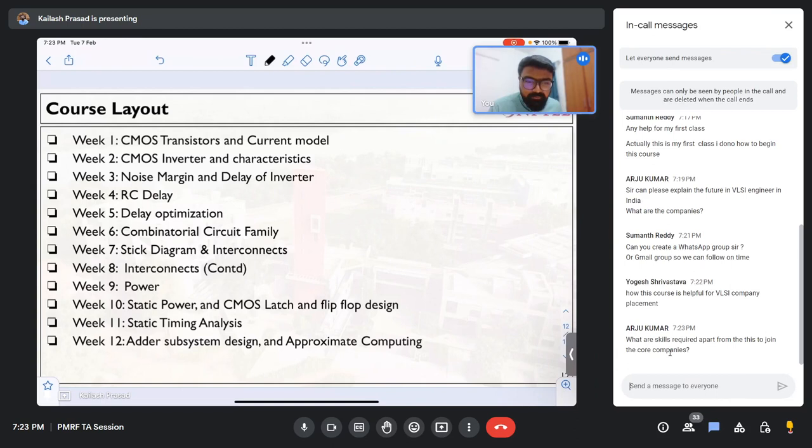Now I have one more point. What are the skills required apart from this to join the core companies? You have to be very proficient in any of the hardware description languages. It can be either Verilog or SystemVerilog.